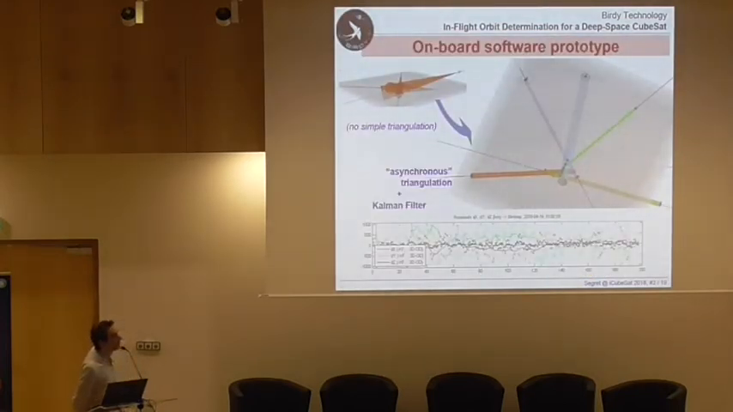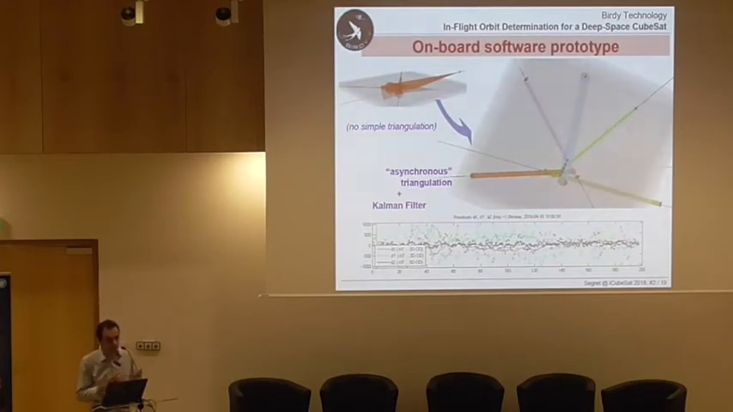In a very few words, the concept is made of three technological bricks. The first one is an optical sensor, so we rely on optical measurements. With this optical sensor, we want to measure the directions of foreground bodies against the background of stars, and if we could do that simultaneously, then we would just have to triangulate, and then we could know where we are.